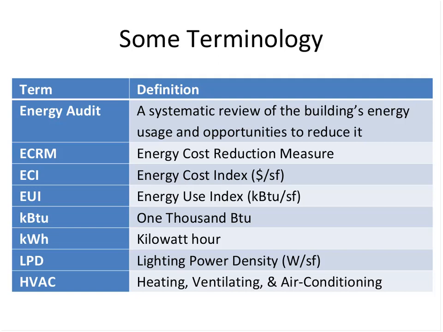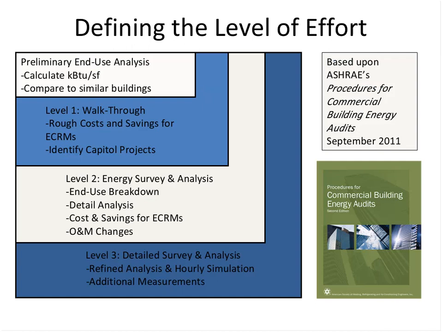We also might talk about lighting power density. This is how many watts your lighting system uses per square foot of space that you have, and it's a way of looking at lighting and ranking how efficient it is. And of course, HVAC stands for heating, ventilating, and air conditioning. So these terms come out and get thrown around.